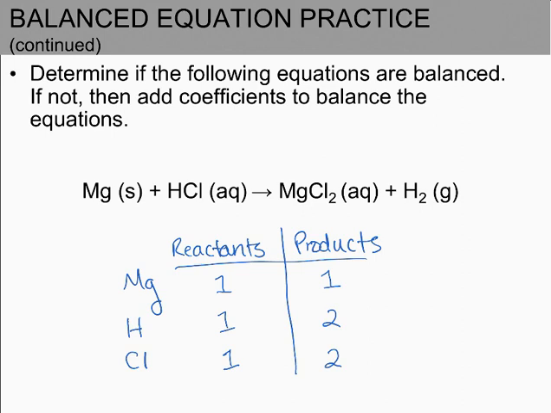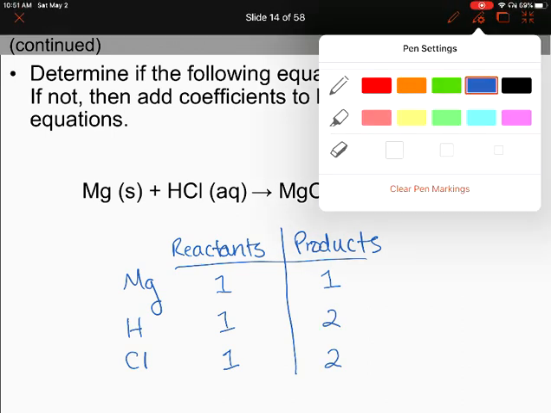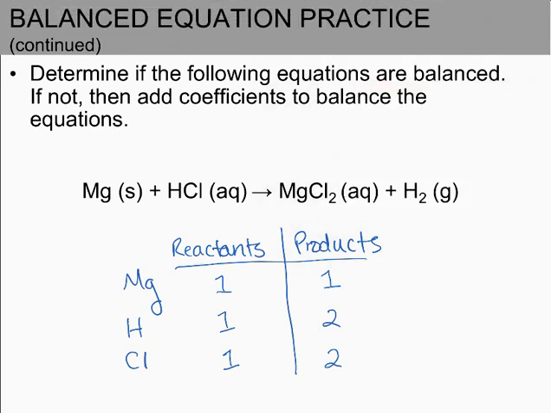Okay, so magnesium is balanced. So let's start with hydrogen. All right, so hydrogen, we need 2 on each side. So we should probably put a 2 in front of HCl on the left. So not only does that double the number of hydrogens, but it also doubles the number of chlorines. And it looks like that's all we needed to do because now everything is balanced.